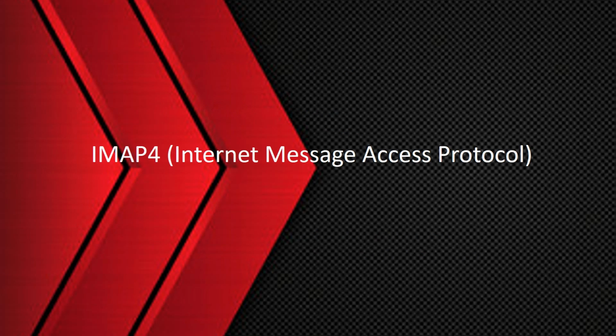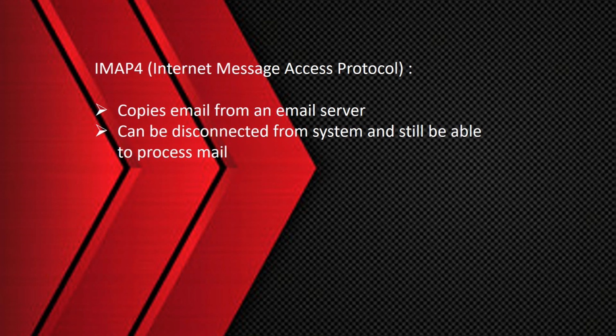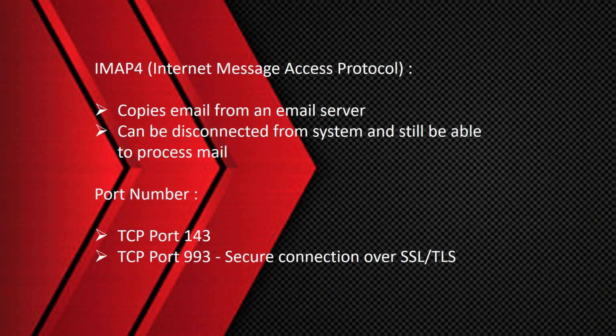As I said earlier, the next email protocol is IMAP4, Internet Message Access Protocol. What it does is it copies email from an email server. So you're going to use SMTP to send out emails, and then you either use IMAP4 or the next one I'm going to talk about. IMAP4 copies emails from an email server. You can be disconnected from the system and still be able to process mail. And IMAP4 uses TCP port 143, also TCP port 993 for secure connection over SSL or TLS.